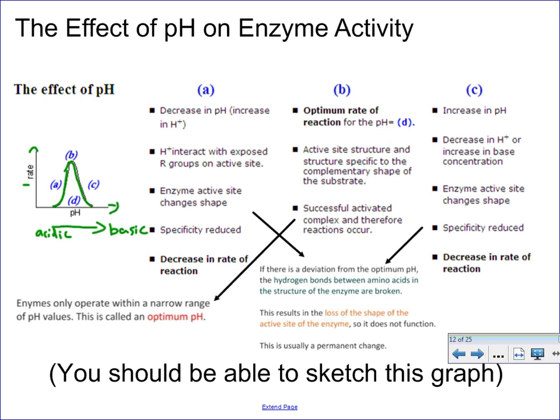Ultimately, what this curve is suggesting is that enzymes operate within a very narrow range of pH values.